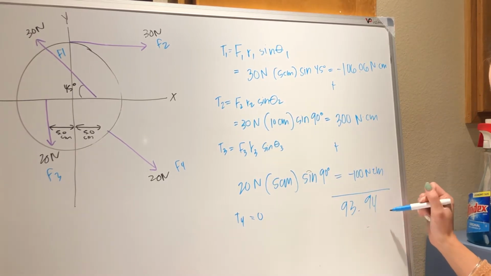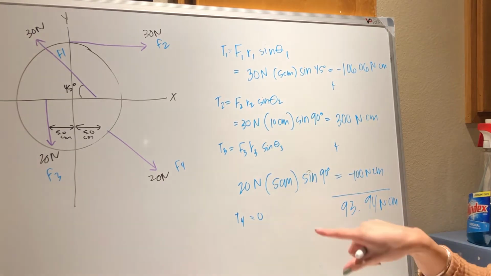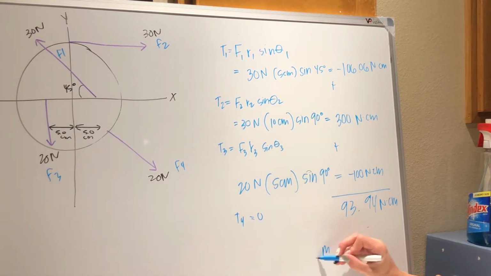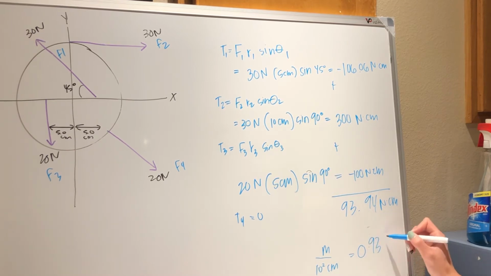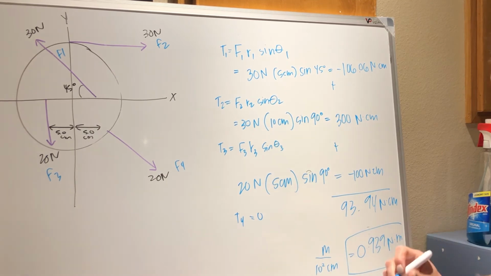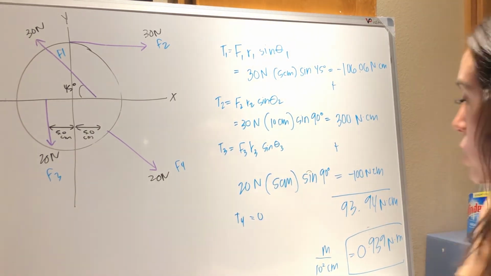93.94 newtons times centimeters. And then when we just convert this to meters, because meters is going to be 10 to the 2 centimeters, this is equal to 0.939 newtons times meters. And it's positive, which implies it's going in a clockwise direction.